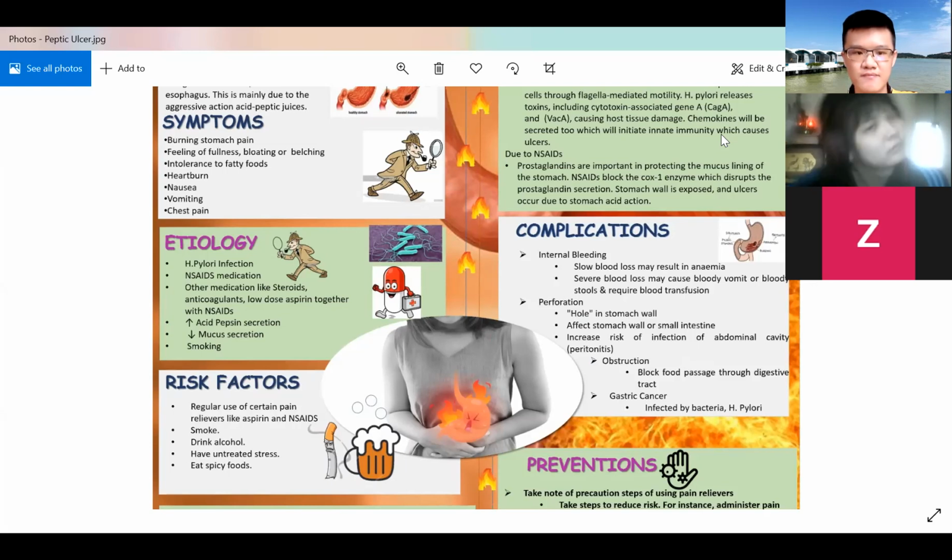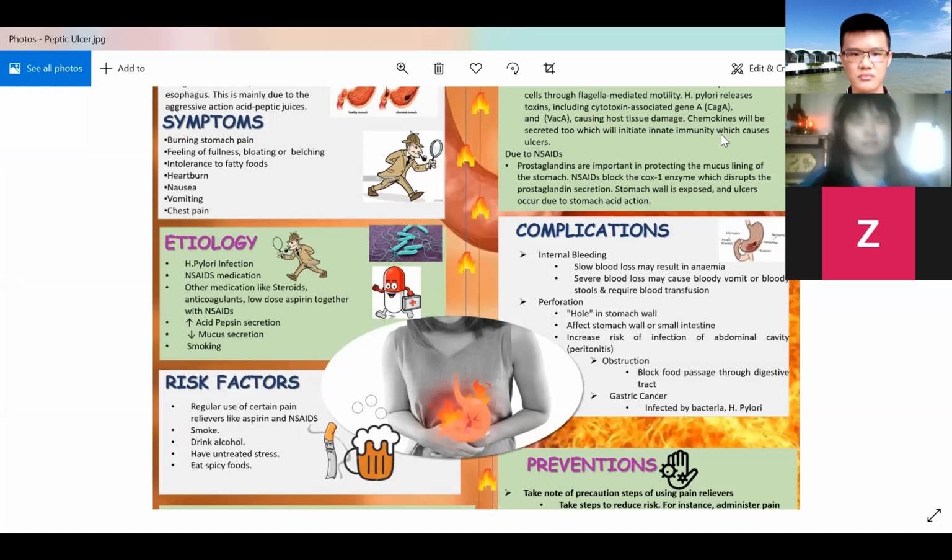And the other common reason is the NSAID drug, especially the non-selective NSAID drug, for example, like aspirin. When we are taking this NSAID drug, their mechanism of action is that they inhibit the COX enzyme. So for non-selective ones, they will inhibit both COX-1 and COX-2 enzyme. One of the important functions of the COX-1 enzyme is that it will release the prostaglandin that will help to protect our stomach lining.